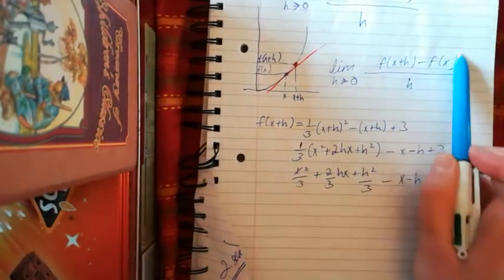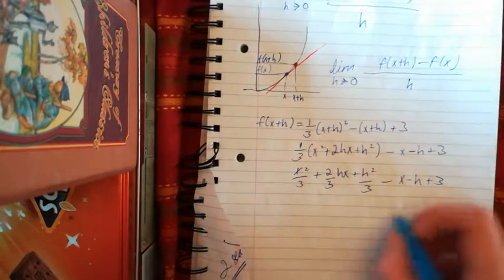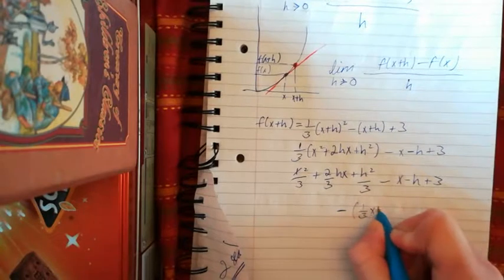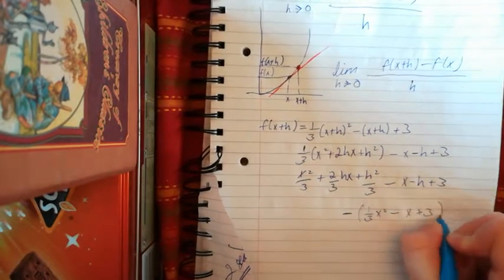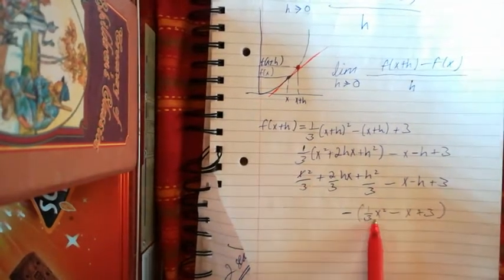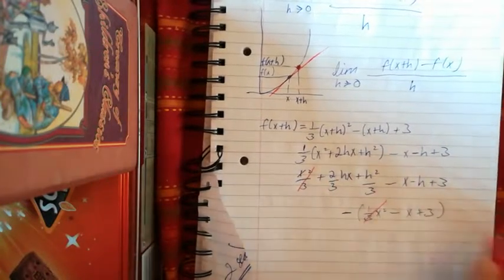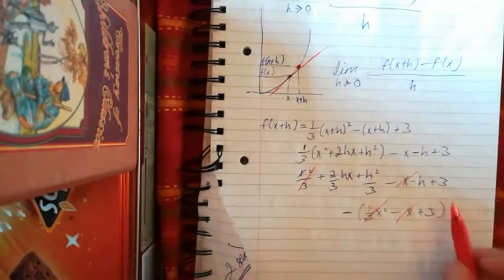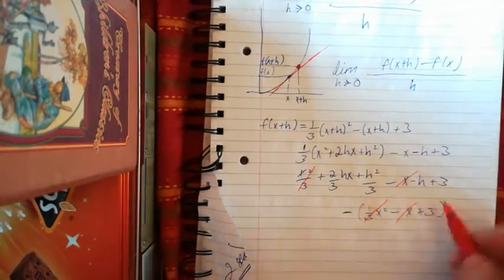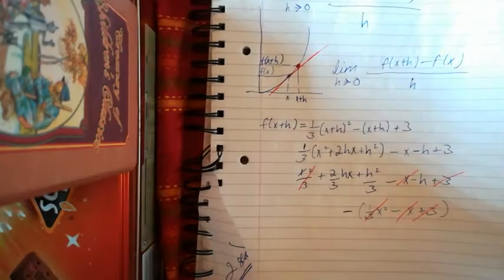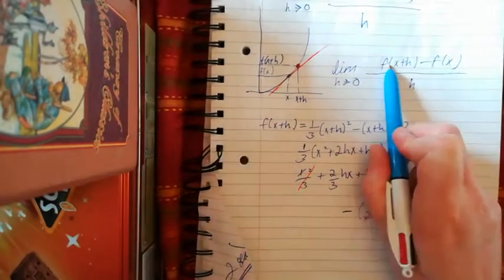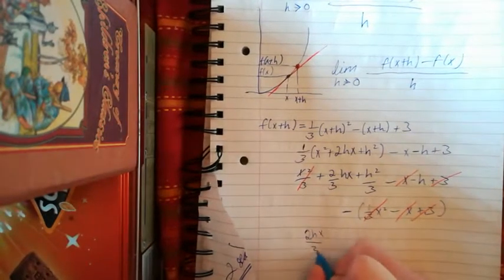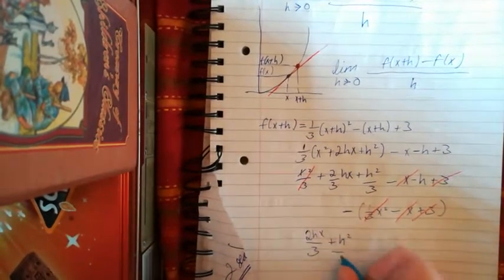And then to put that into our formula, we're going to have to get f of x plus h minus f of x. So it's going to be this minus f of x, which is 1 over 3 x squared minus x plus 3. So we have an x squared over 3 minus an x squared over 3, so they're going to cancel. We have a minus x and that's going to be a plus x, so they're going to cancel. And a plus 3 and a minus 3, so they're going to cancel as well. So then we're left with f of x plus h minus f of x is just going to be 2hx over 3 plus h squared over 3.